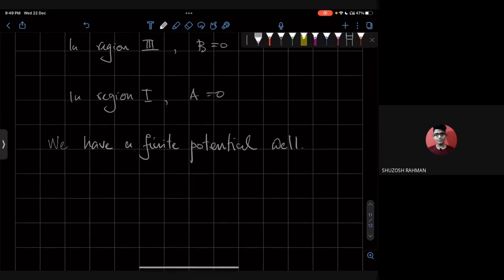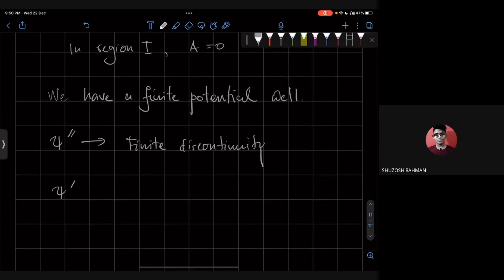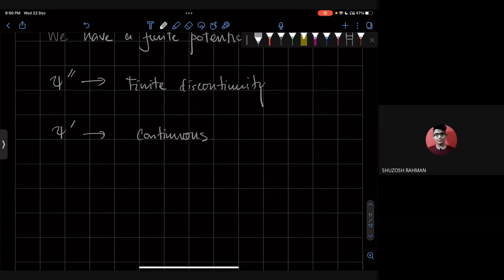So this means that psi double prime has a finite discontinuity, right? So this means that psi prime is continuous. And that means that psi is not only continuous, but it's also differentiable, right?